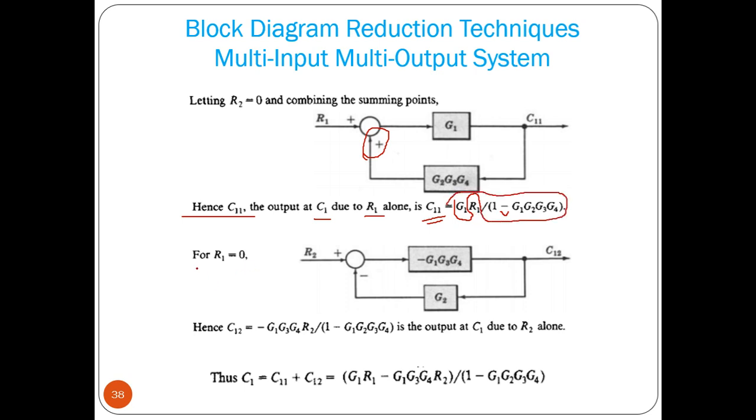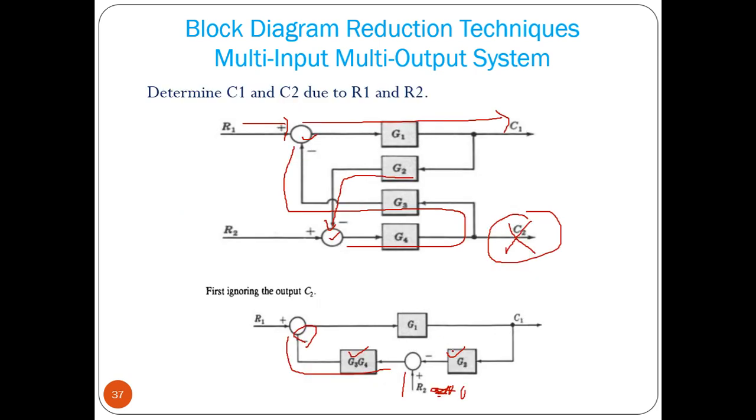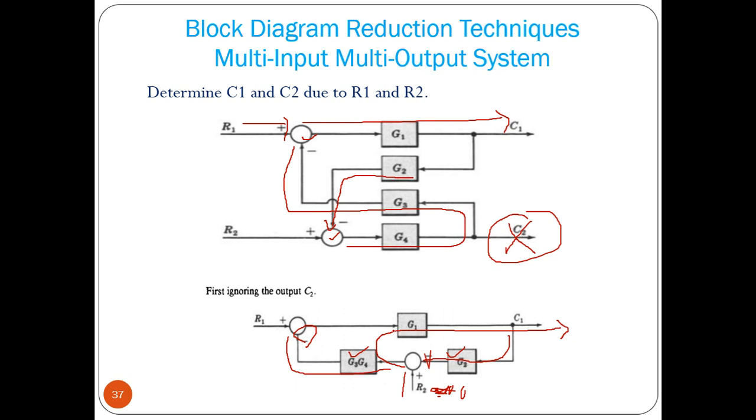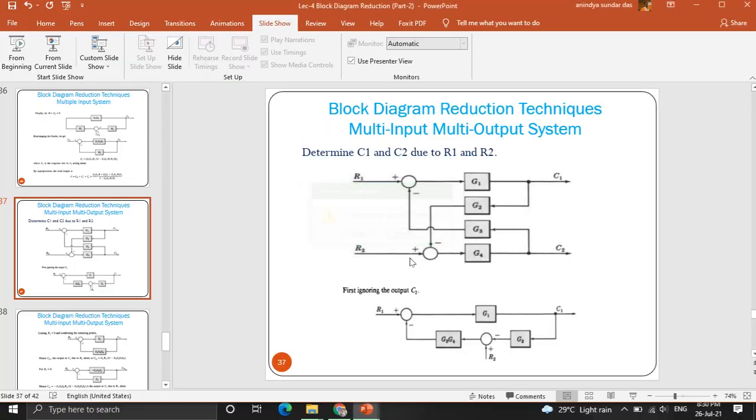Okay, now if R1 equal to 0, what will happen? If we make R1 equal to 0, R2 is acting, then through this we are getting the output, and this is your feedback path. Okay, that you have to take care. Okay, so this path will have value. Okay, let me discard these lines, because I can't see this sign.